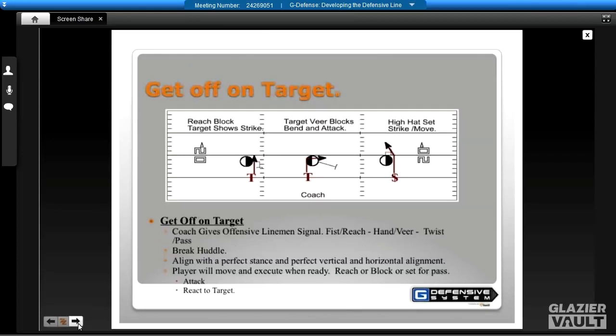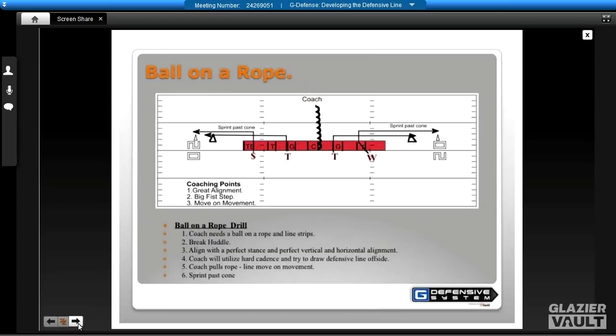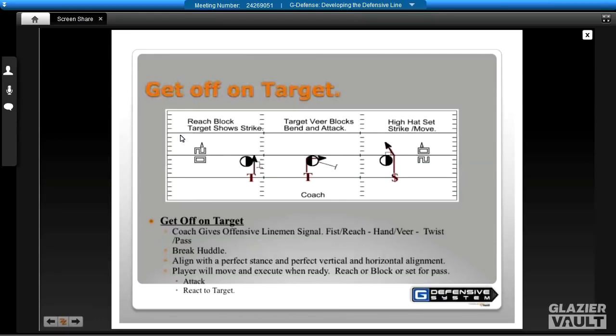Kids with high motors play. And, man, I love this drill. It's simple. It's basic. It's alignment. It's stance. It's get off. It is redirection. What a great drill in football. Love that one. All right, now, get off on the target.